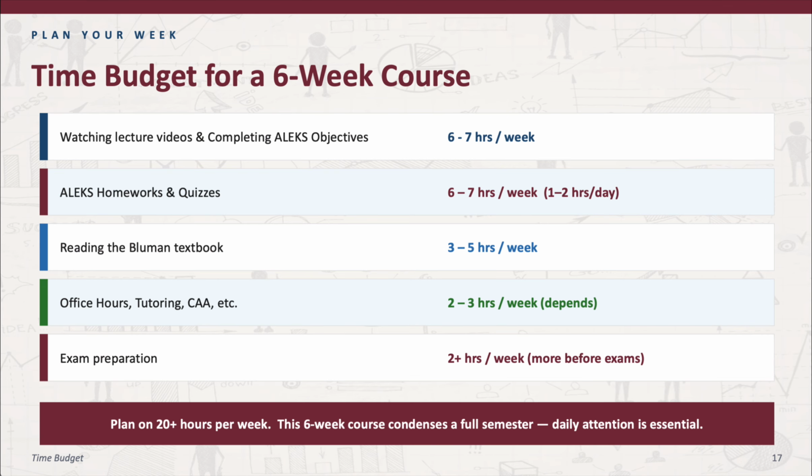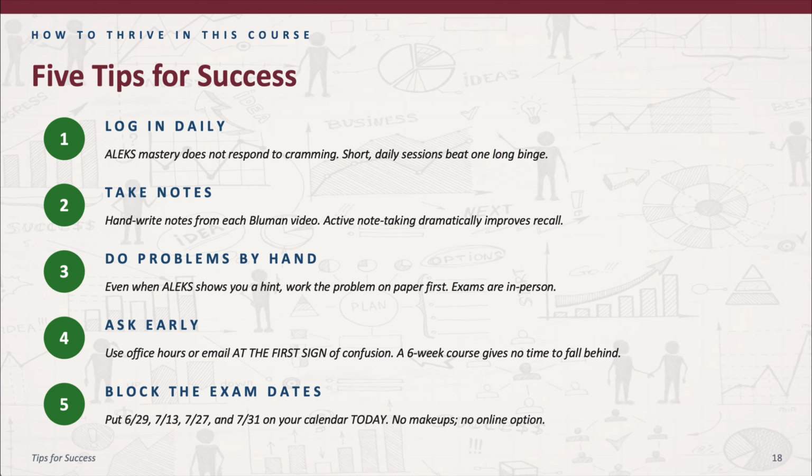Again, I'll quickly say, I shared this before. Here's a time budget for this 6 weeks course. If you're an average student, you'll be spending somewhere about 20 hours per week. So make sure you have that much time on your hands to do well in this course. Again, I will say daily attention is very, very important. Don't try to cram everything to the last minute.